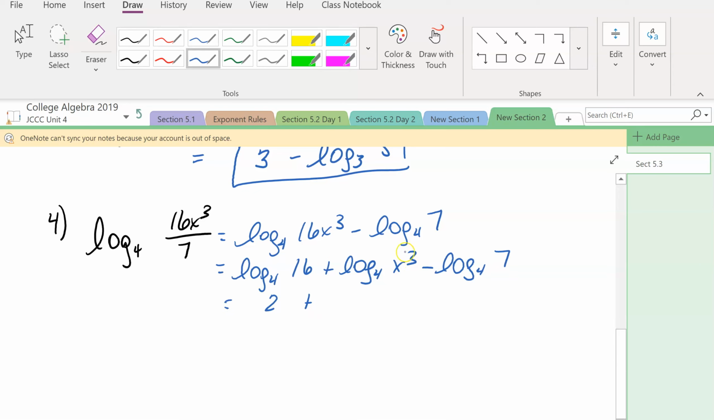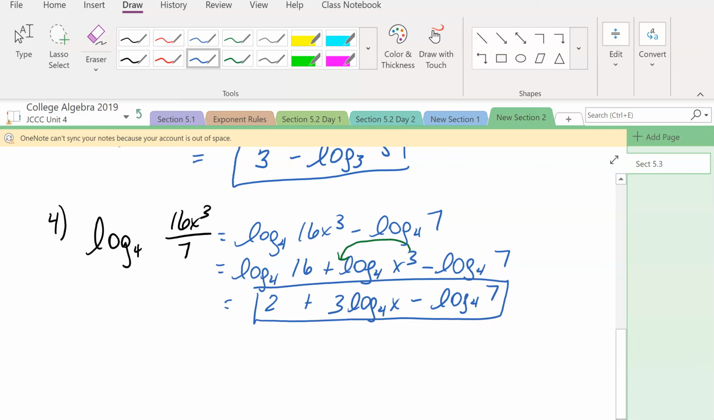There's a butterfly up there in that sky. This 3 is going to float down. It only floats down in front of its own log. So that becomes 3 log base 4 of x minus log base 4 of 7. And then you're done. That's your answer.